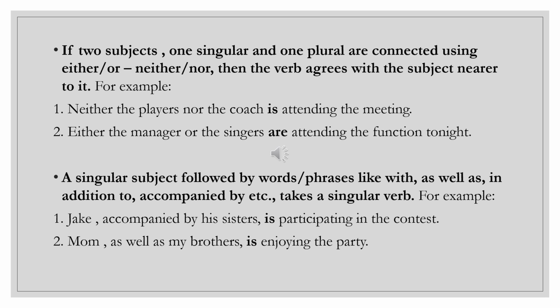Similarly, in the second example, Mom, as well as my brothers, is enjoying the party. Now the main subject is again mom, and as mom is singular, is also singular. Here, if I change this example a little and say that my parents as well as my brothers, then the verb will become are, as parents is a plural term.